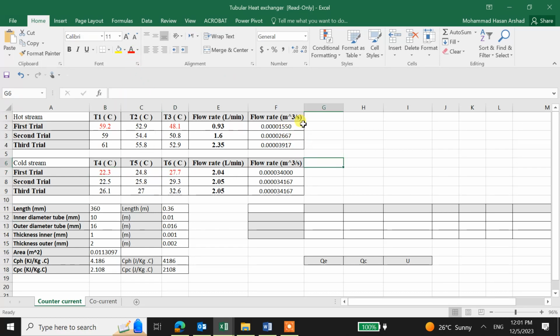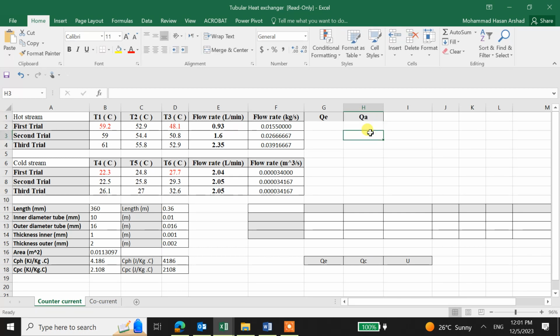So this is the flow rate, meter cube per second. I can make it kg per second. So what we need to do, we need to multiply with the density of water. Let's say 1000, so this is the density of water. Now it becomes mass flow rate. What we need to do, we need to find Q emitted, we need to find Q absorbed.